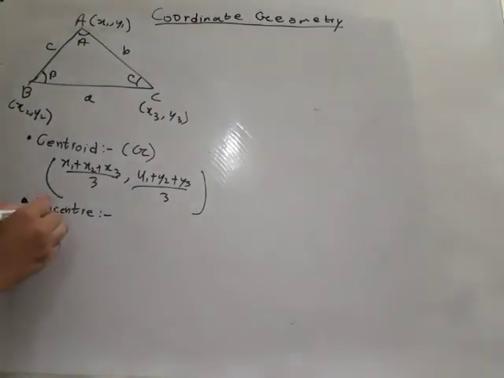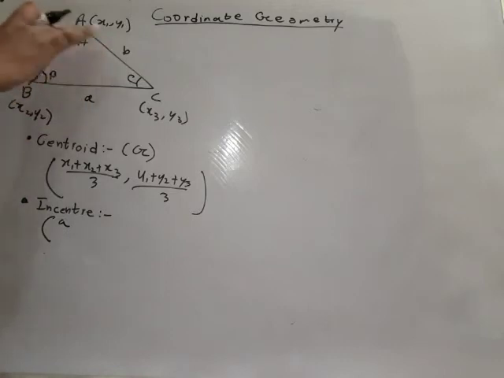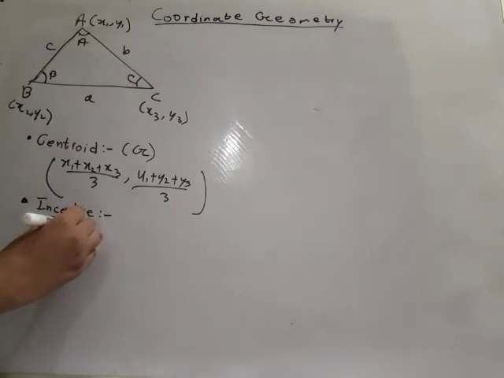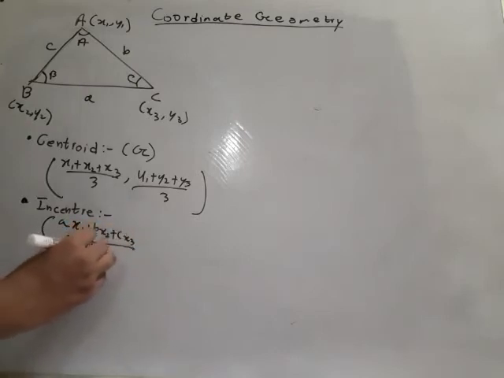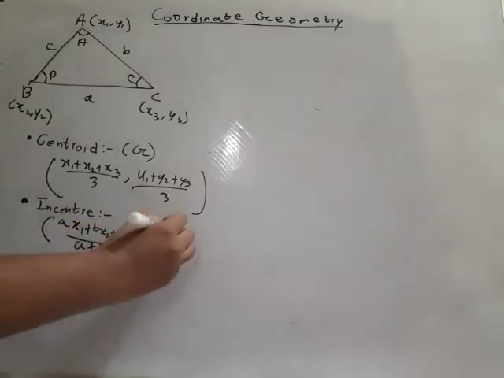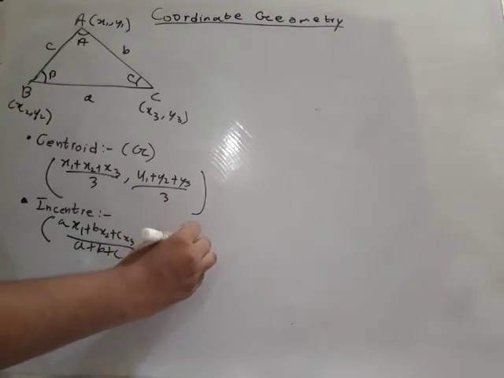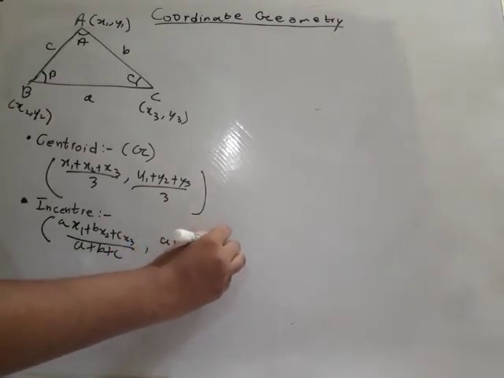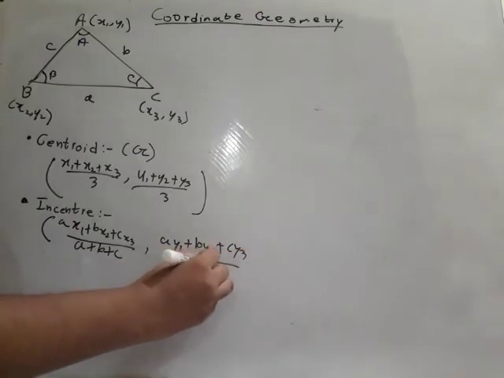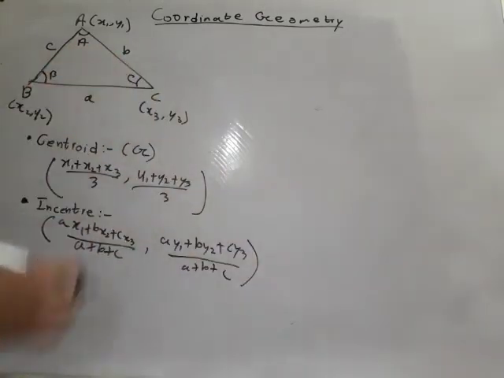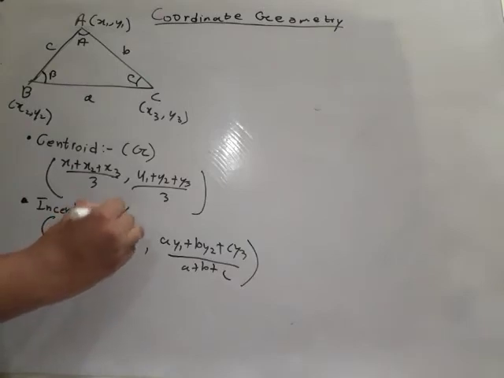The incenter is given by the length of the side opposite to the vertex multiplied by the coordinate of the vertex: (ax1 + bx2 + cx3) / (a + b + c), and (ay1 + by2 + cy3) / (a + b + c). It is often termed as I.